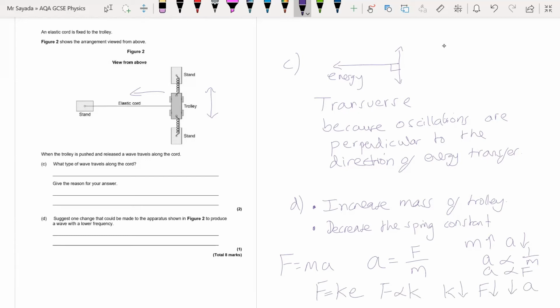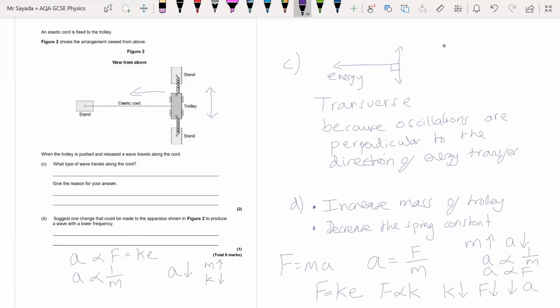So just to summarize that, acceleration is proportional to resultant force, but inversely proportional to the mass. Resultant force is equal to the spring constant times the extension. So therefore, we can decrease the acceleration either by increasing the mass or by decreasing the spring constant. And both of those would give us a lower frequency.